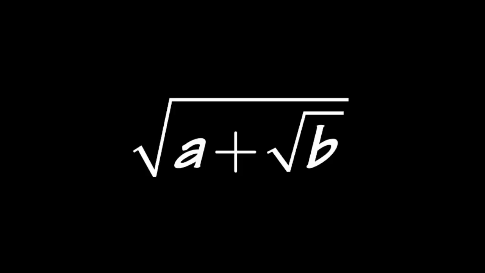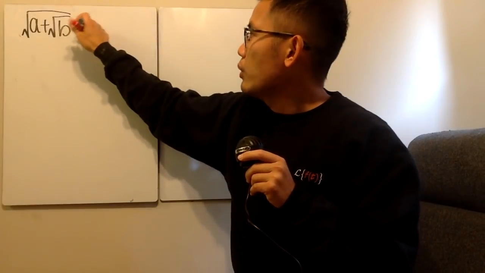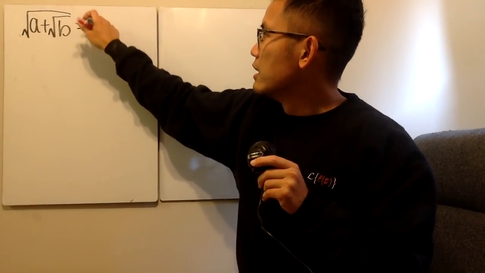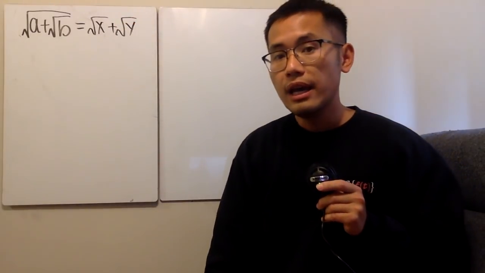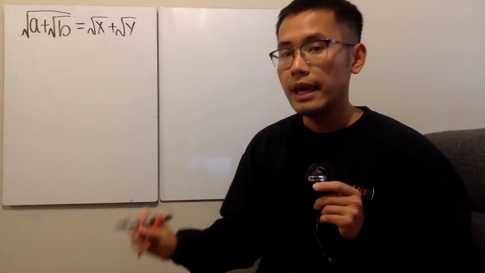Okay, this is my claim. Whenever we have a nested square root, that is, the expression square root of a plus square root of b, we can actually write this as the sum of two square roots. I will tell you this can be written as square root of x plus square root of y for some x and y, and x and y will be based on a and b.